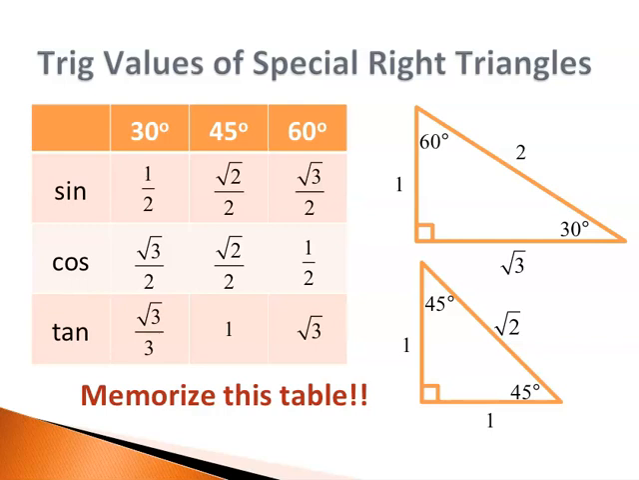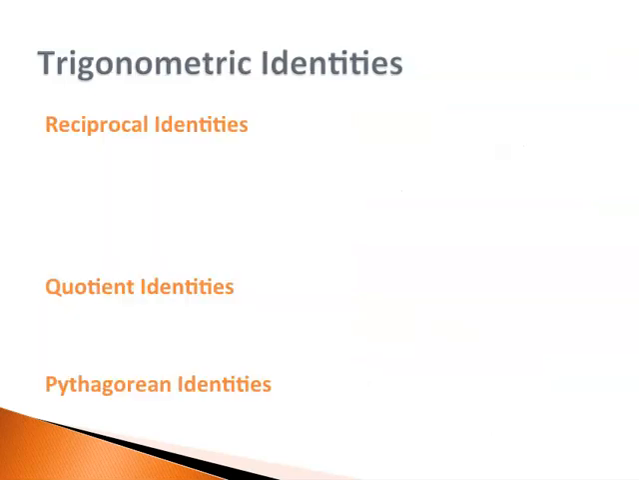Okay, next we're going to talk about the trigonometric identities, getting more into most of what we're going to be talking about today. There are 3 groups of identities that we're going to talk about today. There are more groups of identities that we'll continue with in the next lesson. So today we're going to talk about the reciprocal identities, the quotient identities, and the Pythagorean identities. So we'll start with the reciprocal identities.